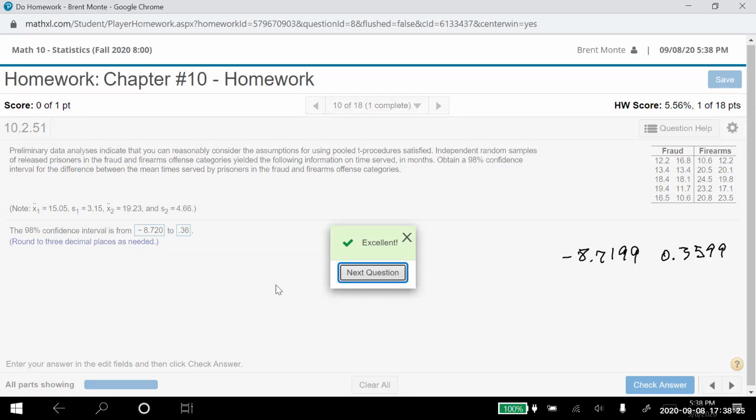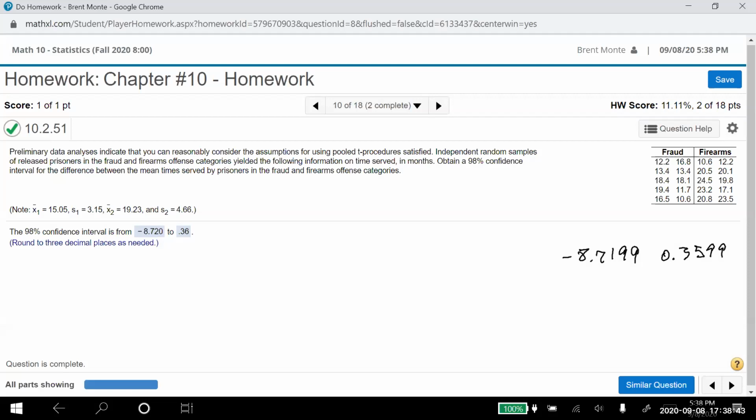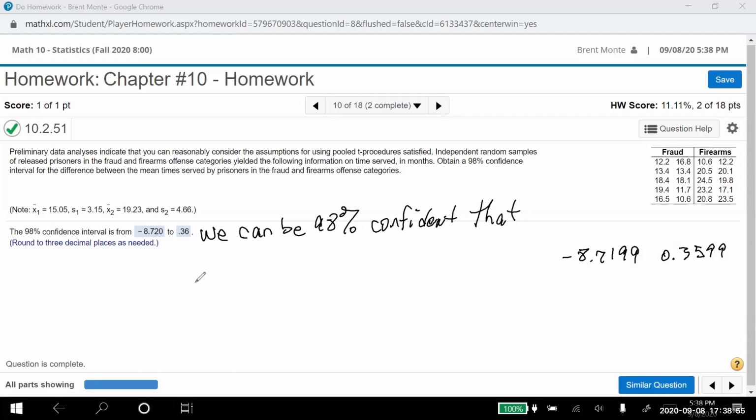Notice they didn't ask us to interpret, but I'm going to interpret anyway. Sorry about that, I lost my voice there. So let me shut this down. I'm going to interpret this for you in case we have to interpret one of these. So it would go something along these lines. We can be 98% confident that the mean time, and we say whatever the first one is, the mean time for fraud, mean prison time if you want to, prison time.